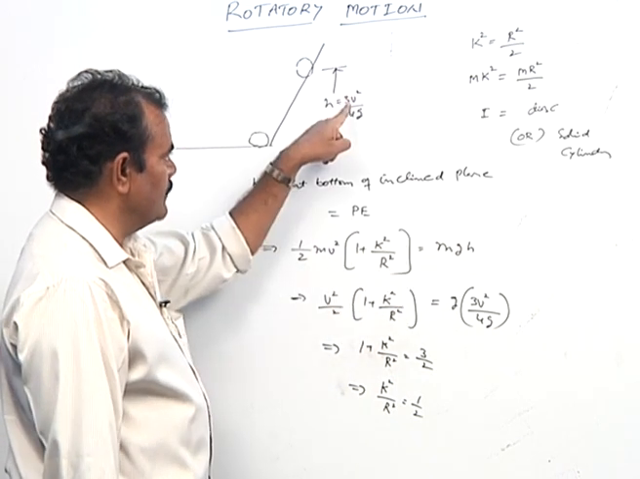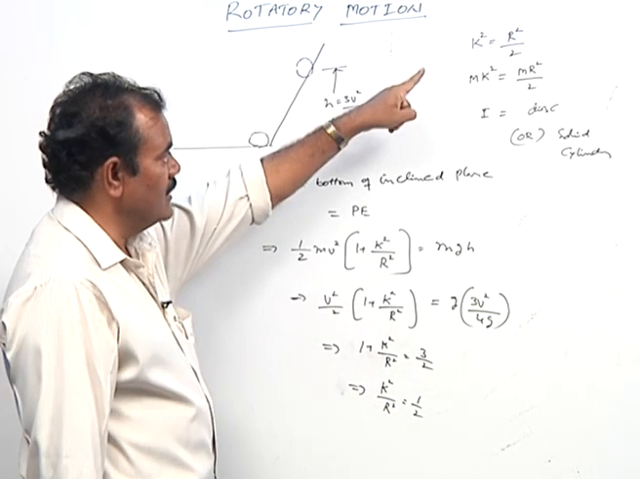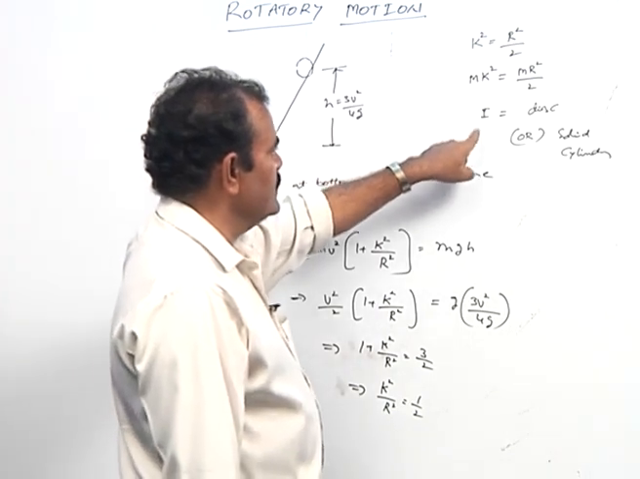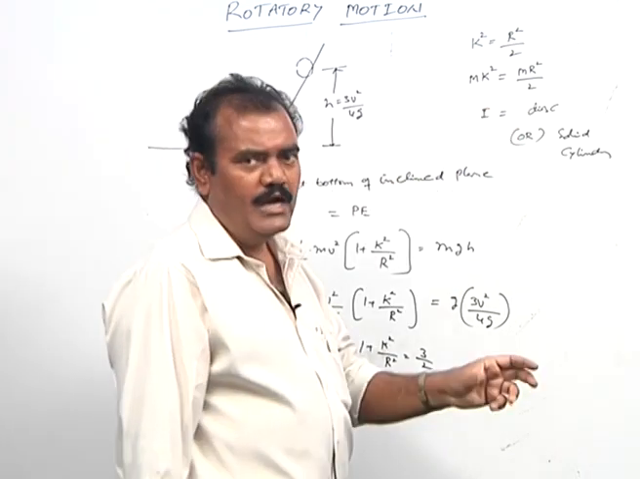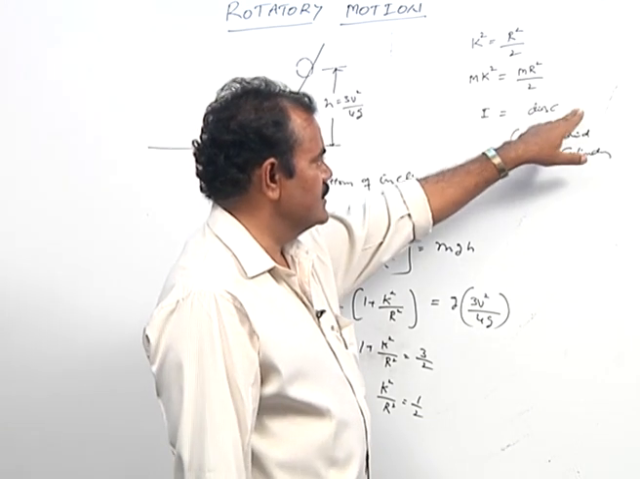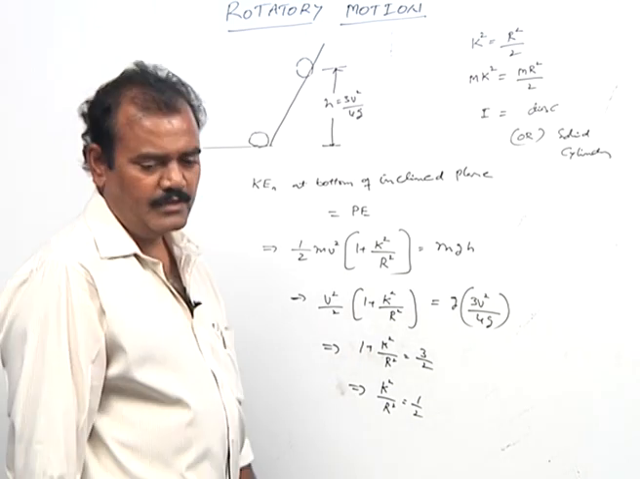In place of the h, we apply this value. After cancelling, you are getting the k square value as r square by 2. Multiplying on both sides by m, it will be I is equal to mr square by 2, and that is coming in both cases. That is two cases: the disk and the solid cylinder. So this problem is also over. Now we are coming to the next problem.